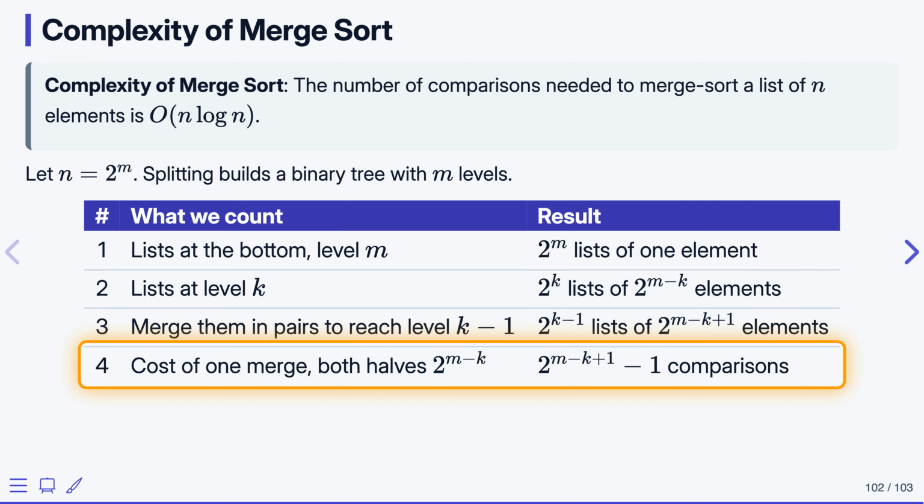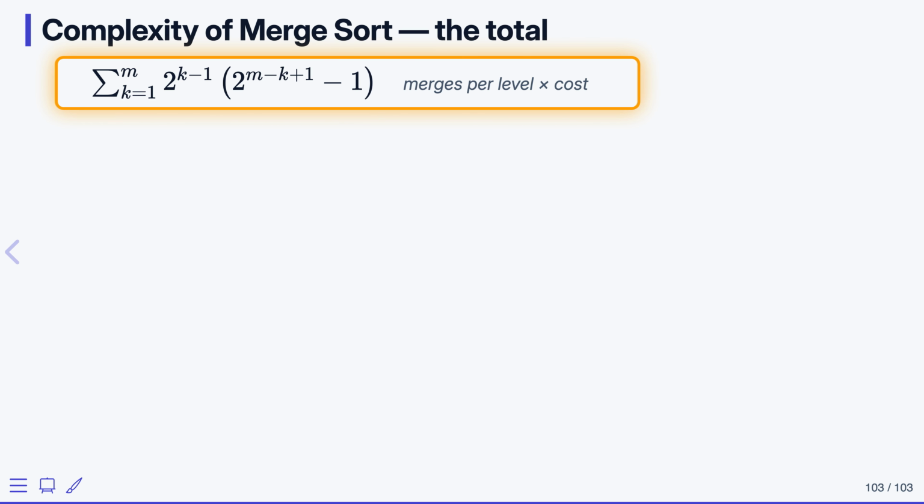Step 4. Now the cost. Earlier we saw that merging a list of m elements with a list of n elements takes at most m plus n minus 1 comparisons. Here both halves have 2 to the m minus k elements. So one merge costs at most 2 to the m minus k plus 1, minus 1. Now we add up the comparisons over all the levels. At level k there are 2 to the k minus 1 merges, and each costs at most 2 to the m minus k plus 1, minus 1. Multiply, and sum over k from 1 to m.